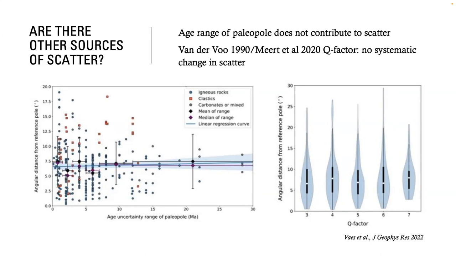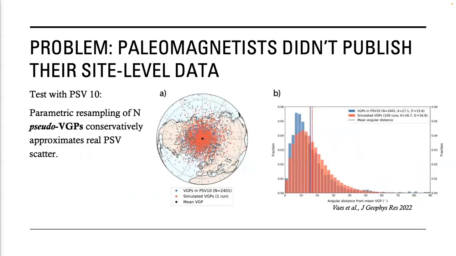It's even worse. The poles with the highest Q factor are the most scattered. So this is not a way forward if we want to improve apparent polar wander paths. If data, the Q factor should basically be on or off. If you have no Asian resolution, then you can have a Q factor of 6, but I wouldn't use the data. Yeah. But the problem is that we don't have data at site level.